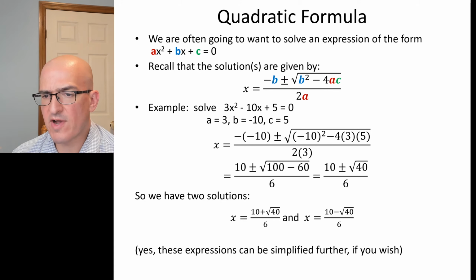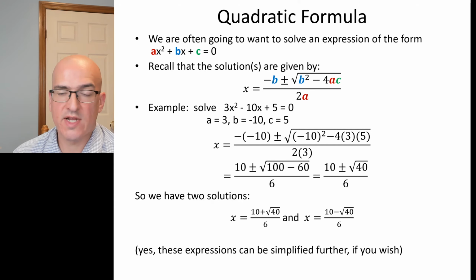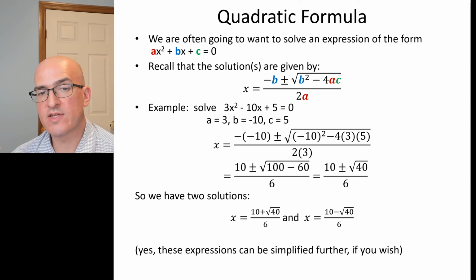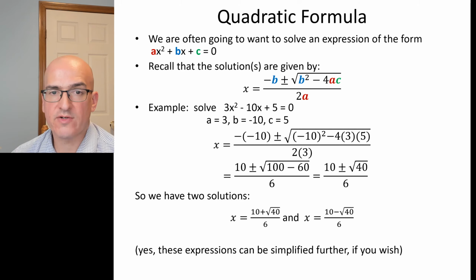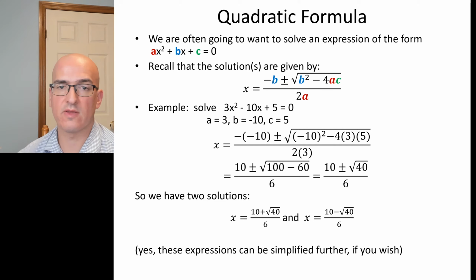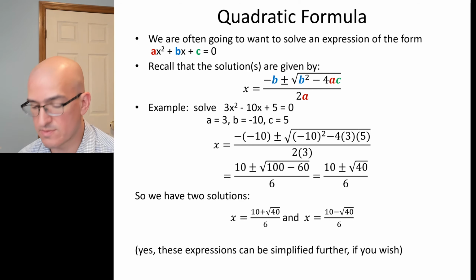It's possible to simplify these. You can write root 40 as root 4 times 10, so the 4 and the 10 inside a root. Then you can write that as root 4 times root 10, which is 2 root 10. And then you can common factor a 2 from the top and cancel the two top and bottom. So there's lots of things you can do to simplify this further, but I'm not going to bother because you're not going to have to use this inside this course.